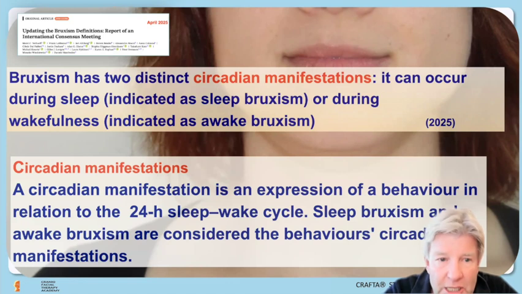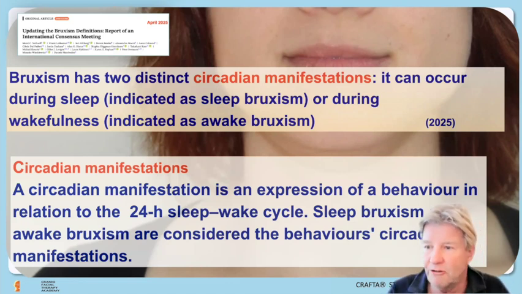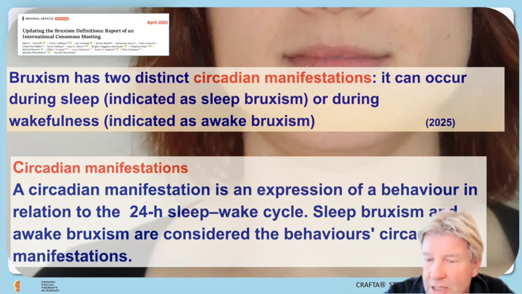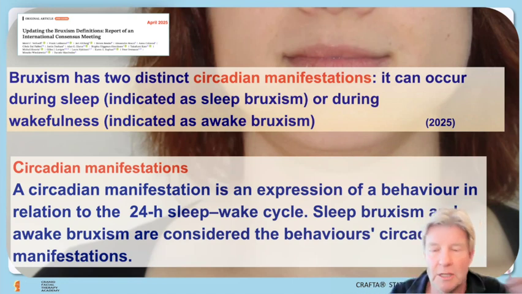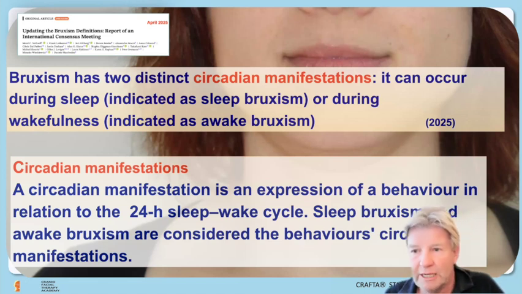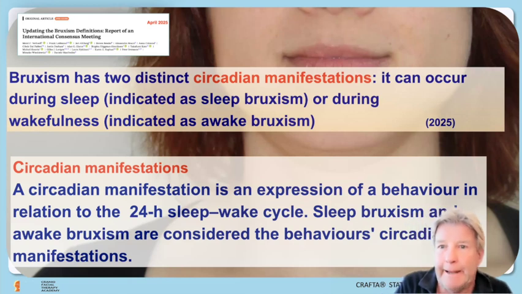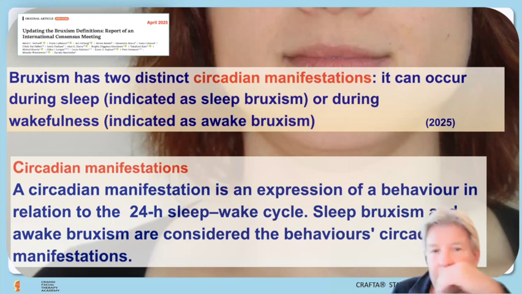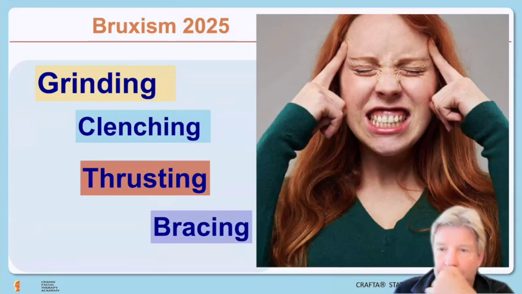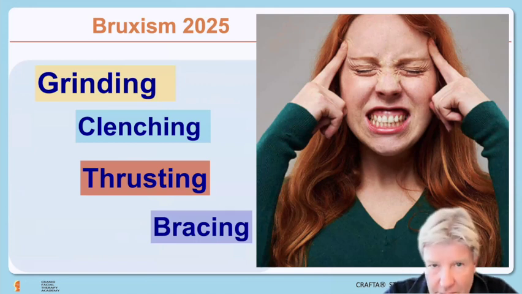Circadian manifestation is an expression of behavior in relation to the 24-hour sleep-wake cycle. So it is a very fluent mechanism in sleep and in wake. Probably the mechanism goes very slowly over into another mechanism. It is not really black and white. So there is a circadian manifestation.